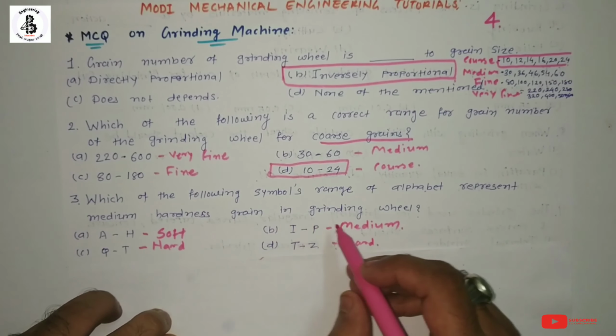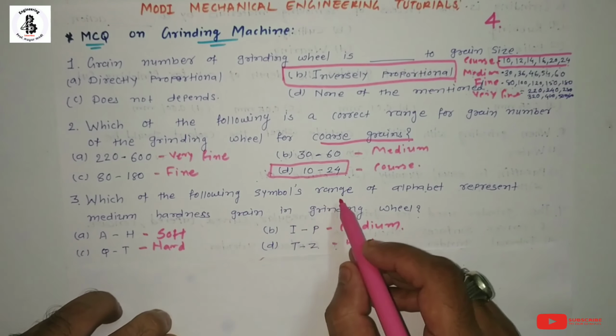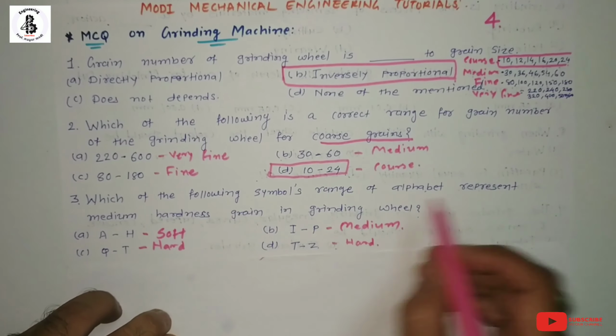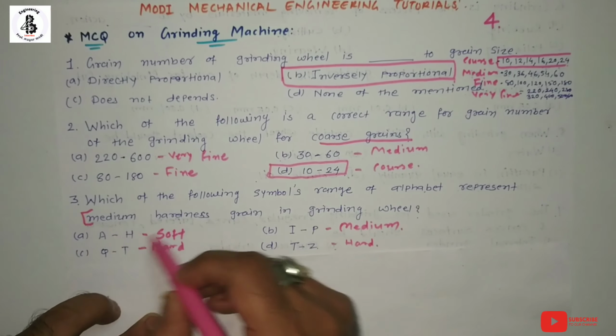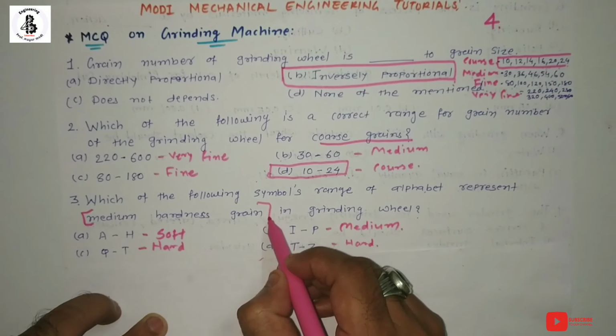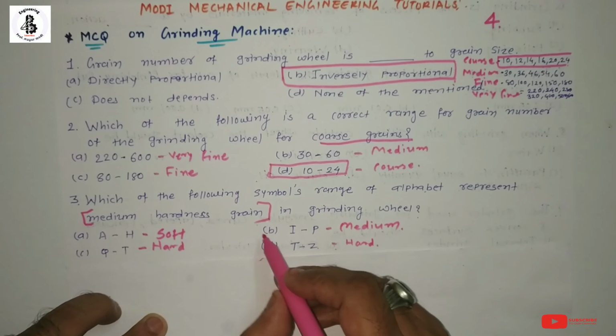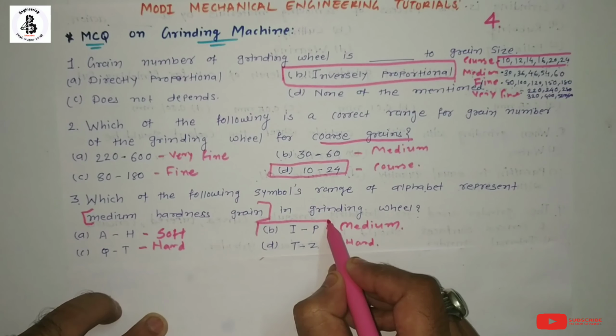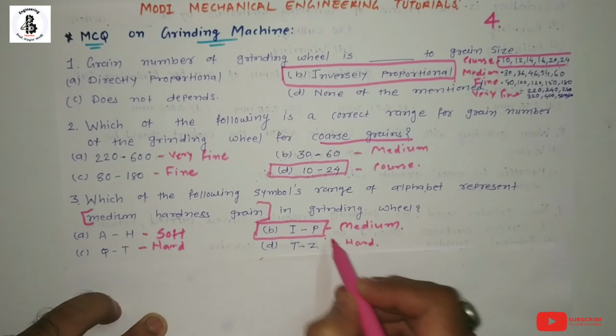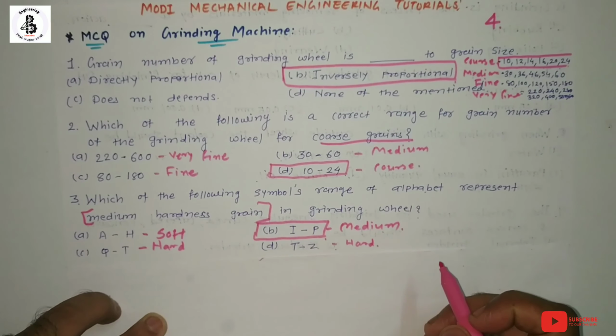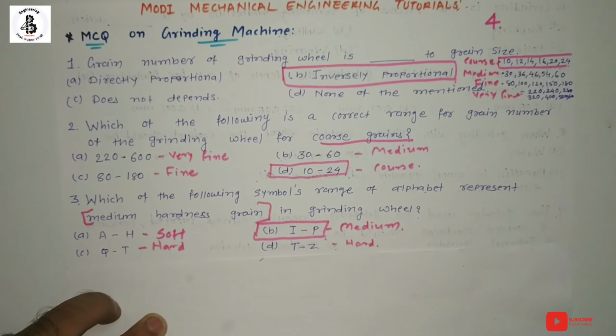The question is which symbol range of alphabets represents medium hardness grains. The medium will be in the category of I to P. So the right answer is I to P, the category of medium hardness grains. Then we will discuss the next question.